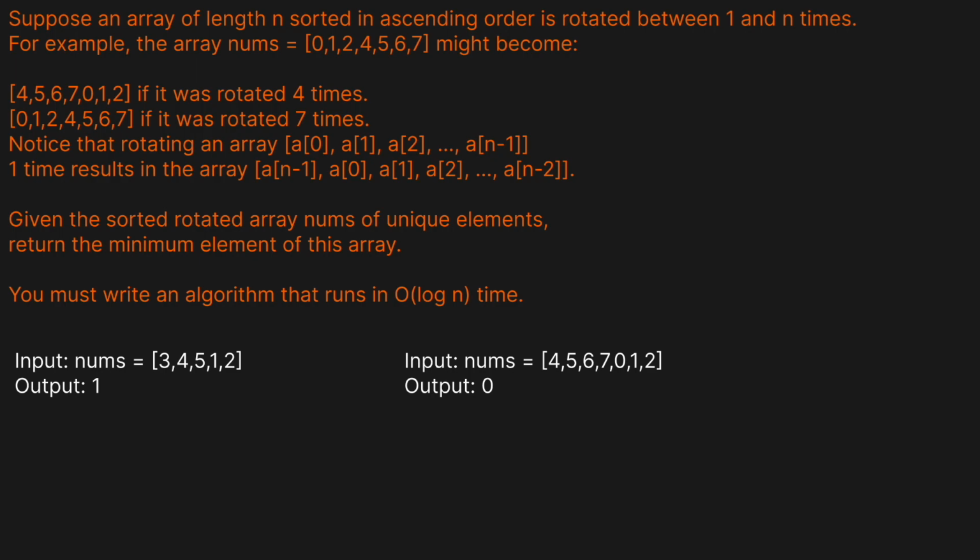Alright. Suppose an array of length n sorted in ascending order is rotated between 1 and n times. For example, the array nums 0, 1, 2, 4, 5, 6, 7 might become 4, 5, 6, 7, 0, 1, 2 if it was rotated 4 times, and 0, 1, 2, 4, 5, 6, 7 if it was rotated 7 times. I'm not going to read all of that. Basically what it's saying is that each rotation shouldn't really be called a rotation. You're just shifting the elements to the right one time.